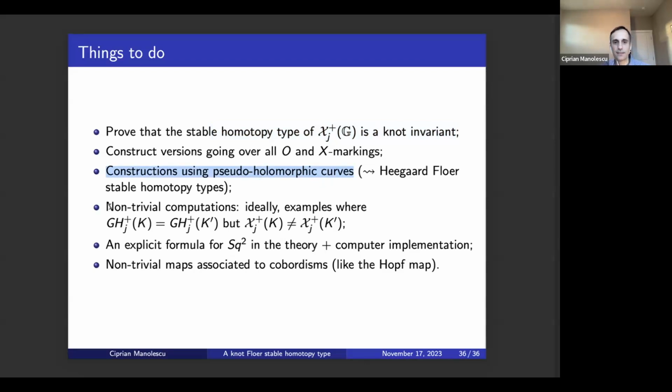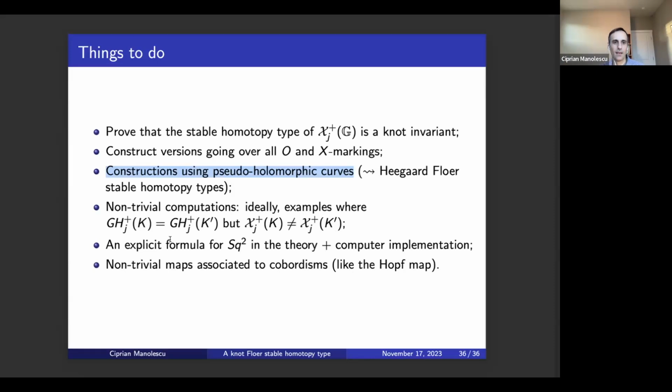Now, non-trivial computations. When I gave you the examples, everything was a wedge of spheres. So it was determined by the homology, and that's all we see so far. That's kind of frustrating, but ideally you would want an example where the knots have the same grid homology, but different spectra. This is kind of hard because there's not even known an example of knot Floer homology that has torsion in its homology. In all the examples we have seen, the homology is just free over Z. And it's even harder to find non-trivial stable homotopy groups.